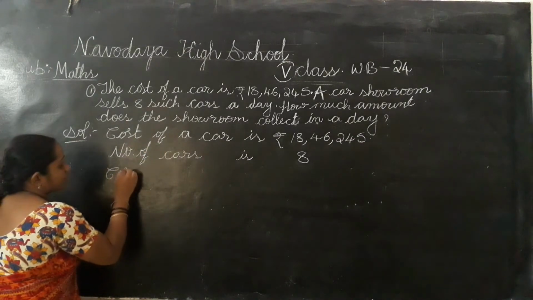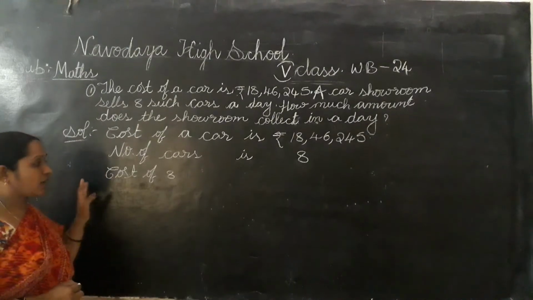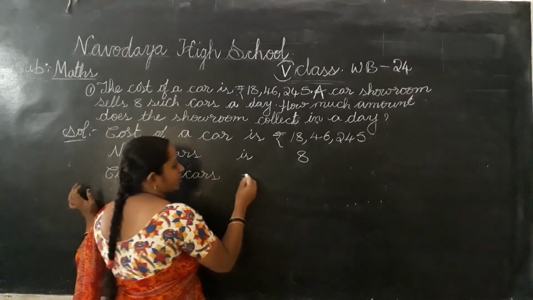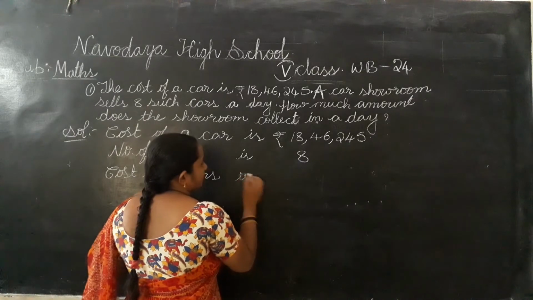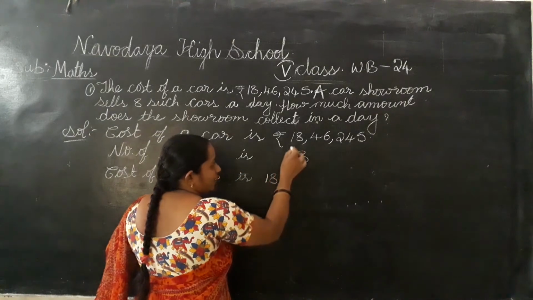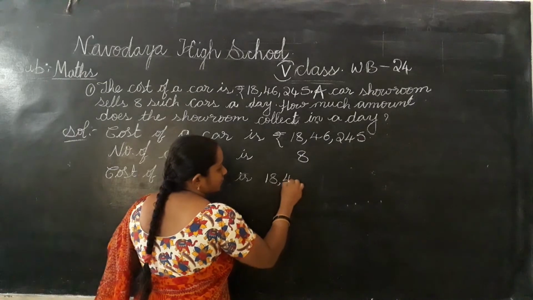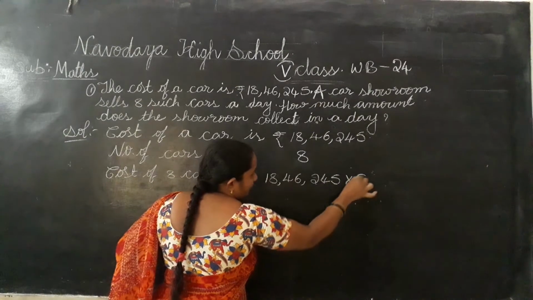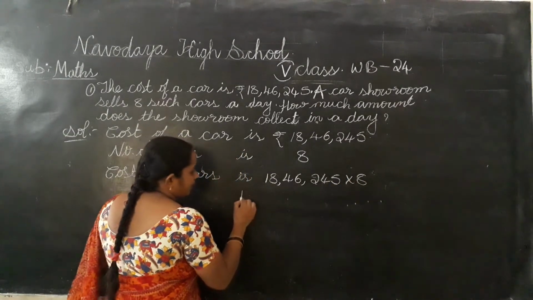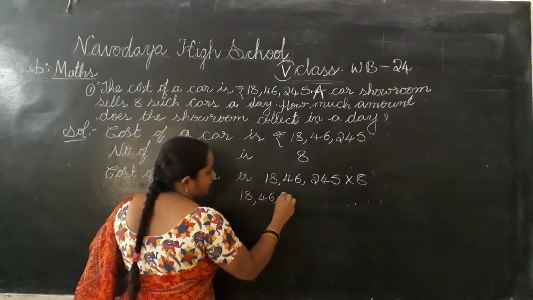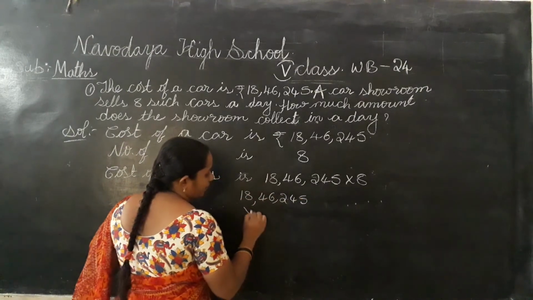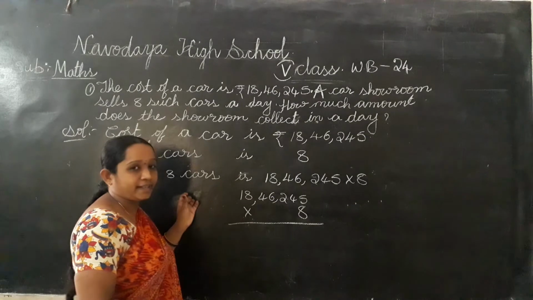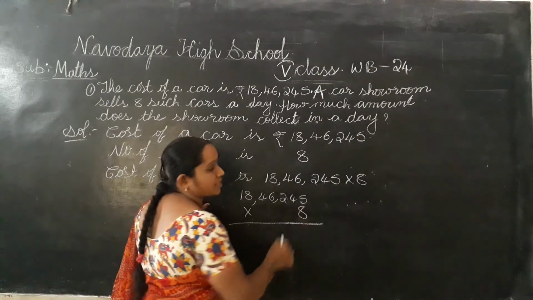Next we have to find out the cost of 8 cars. Cost of 8 cars is equal to. We shall multiply these two numbers. 18,46,245 into 8. Multiply, children. 18,46,245 into 8. Do you know 8 table, children? Tell me. 8 5s are how much?